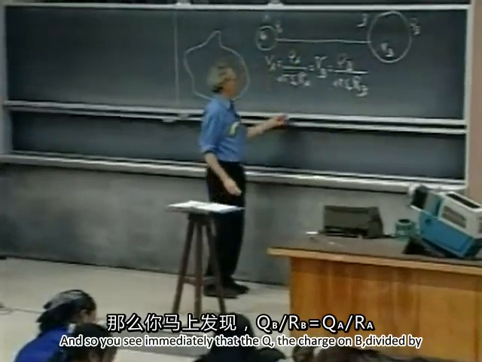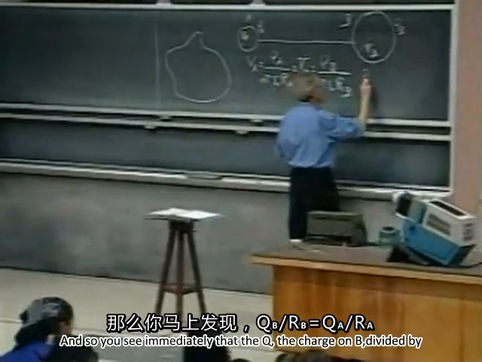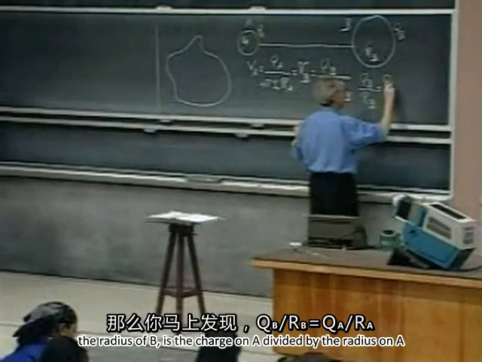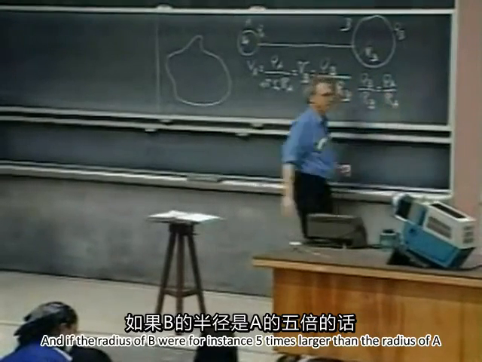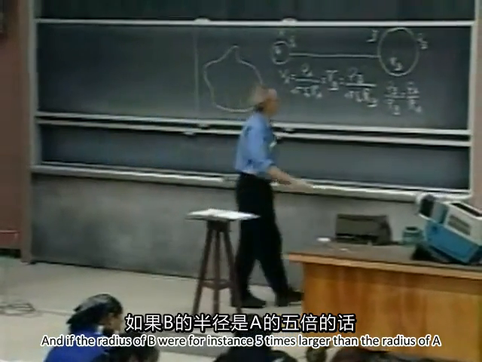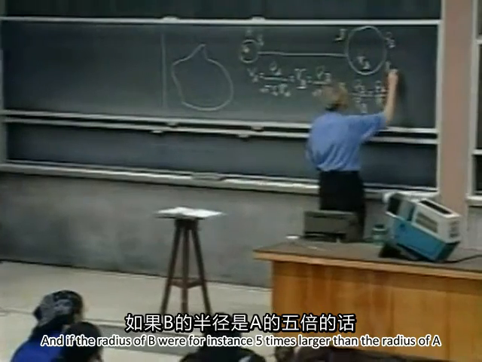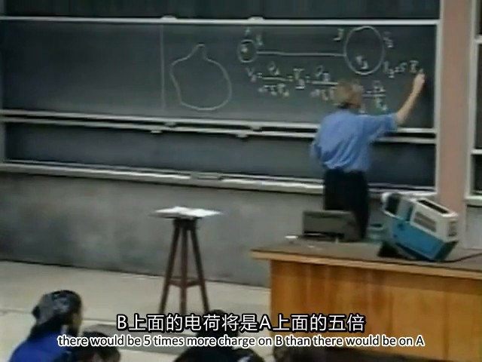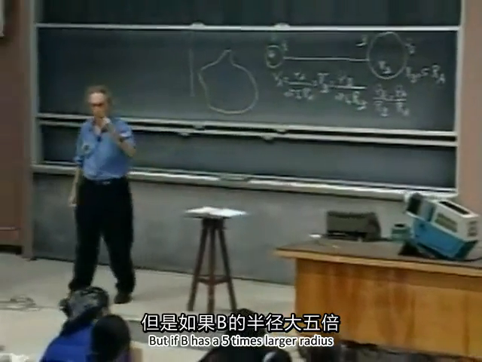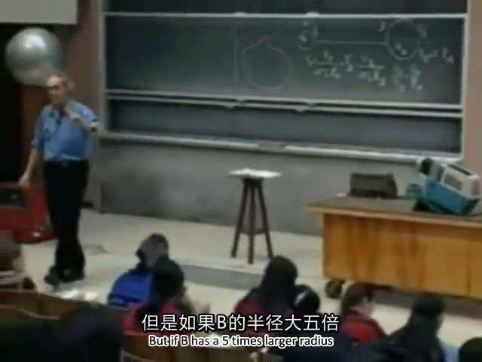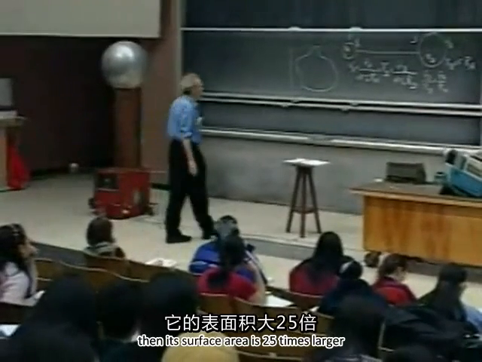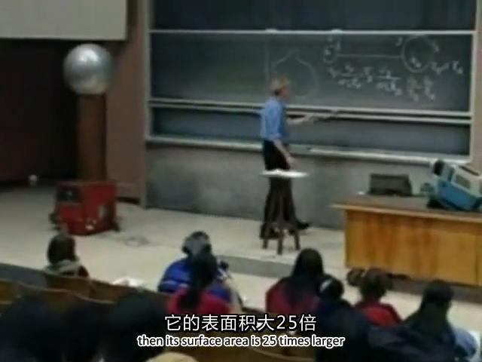And so you see immediately that the charge on B divided by the radius of B is the charge on A divided by the radius of A. And if the radius of B were, for instance, 5 times larger than the radius of A, there would be 5 times more charge on B than there would be on A. But if B has a 5 times larger radius, then its surface area is 25 times larger.